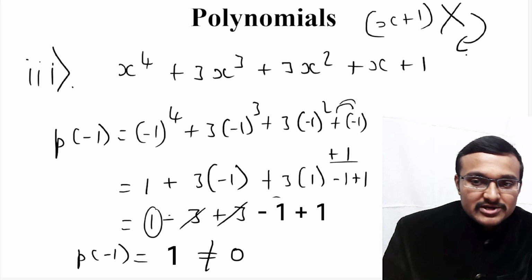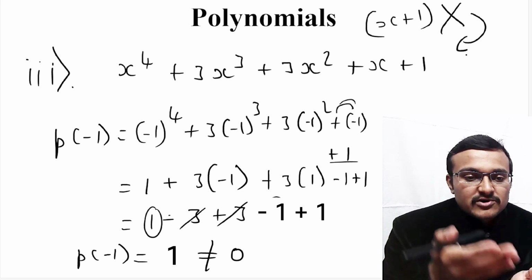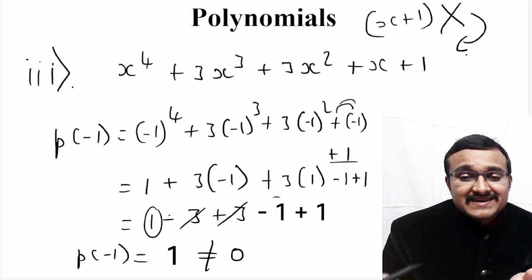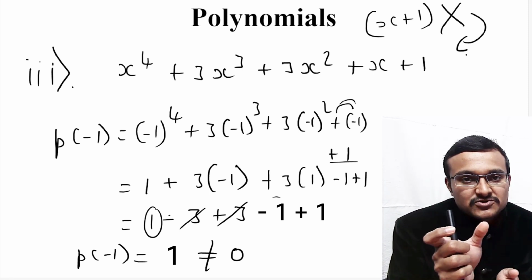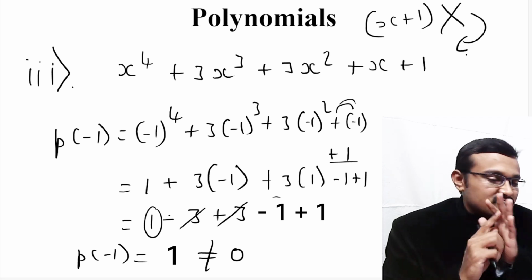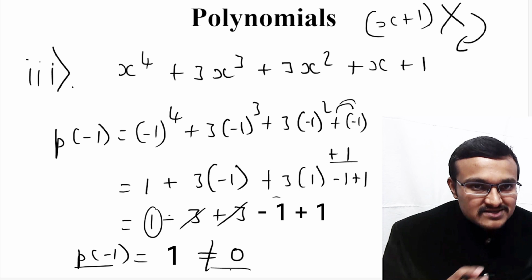So that is the third polynomial. You can write x plus 1 is not the factor of x power 4 plus 3x cube plus 3x square plus x plus 1. So for this third polynomial in the first question, x plus 1 is not the factor because here p of minus 1 is not equal to 0.